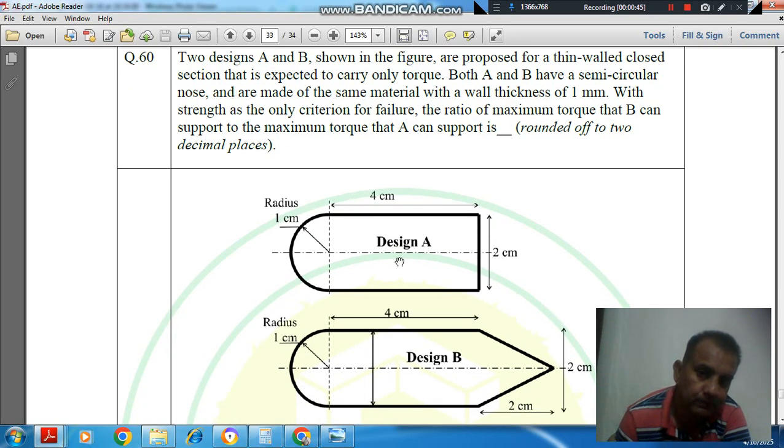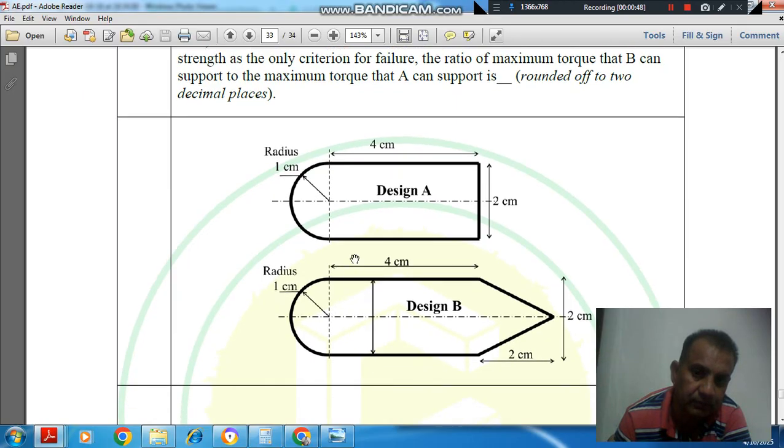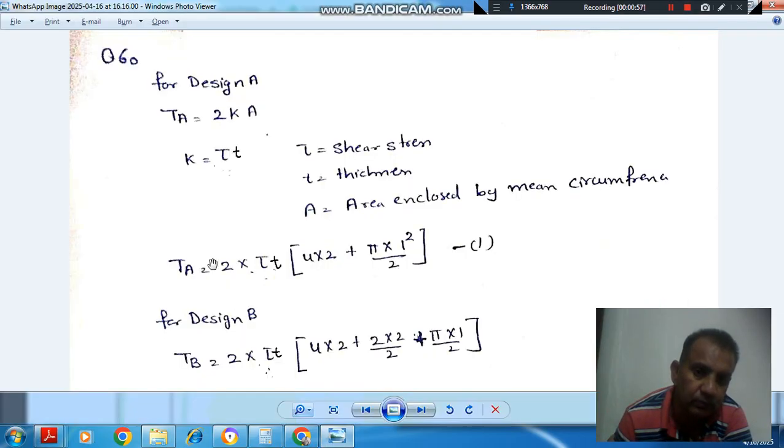So this is design A and this is design B. Now we have to calculate the ratio of torque carried by B to torque carried by A. The general formula for calculating torque when stress is the main criterion is T equals 2Ka, where K is tau into t. Tau is the shear stress. As thickness is constant, K will remain the same. Tau will also remain the same, equal to the maximum shear stress. Here t is the thickness, and A is the area enclosed by the mean circumference.